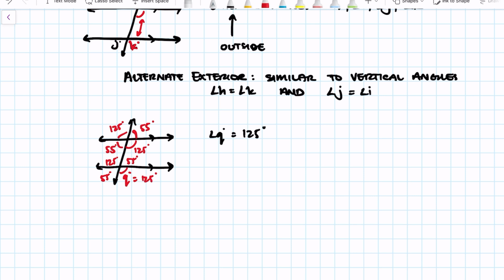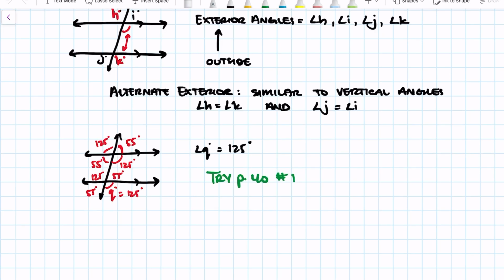All right. So you just have to do the try question on page 40, and please do number 1. Give that a shot. See how you do. Good luck.